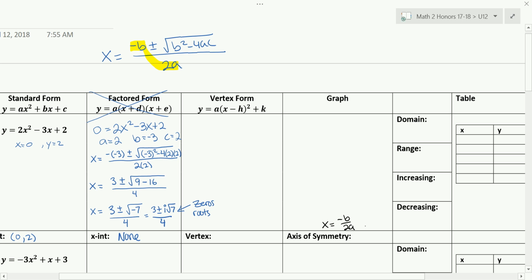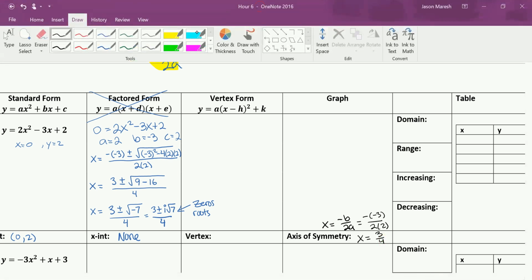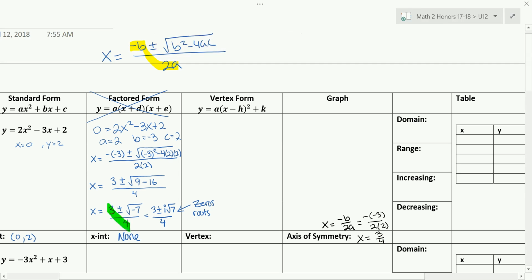which comes out to be what? We end up with x equals 3 over 4. And you could see it right here. When we solve for x, if you take out the square root part, you have your middle, you have your axis of symmetry. Okay?